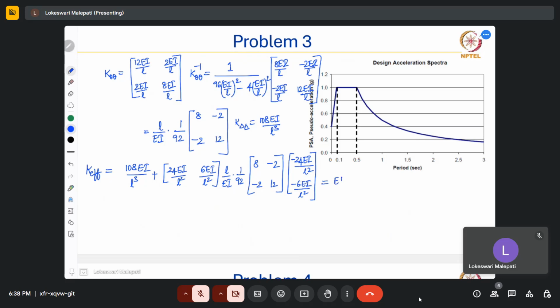So you can take out EI by L cube as common actually, and you'll have 108 plus, because this L by EI and L by EI would get cancelled, and you'll be left with 1 by L and 1 by L. So that you can take out as common, and you'll be having 24, 6, 1 by 92, 8 minus 2 minus 2, 12, and here you have minus 24 and minus 6.